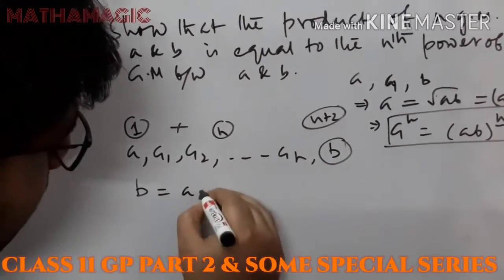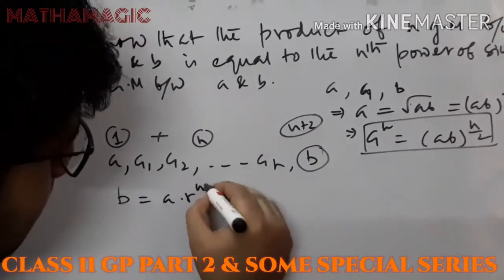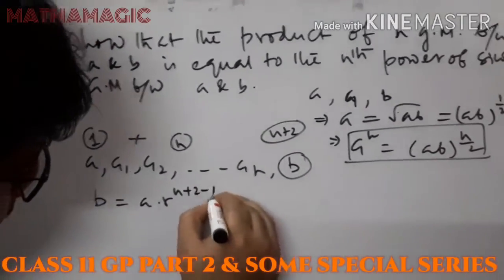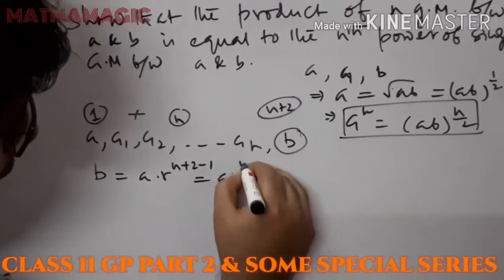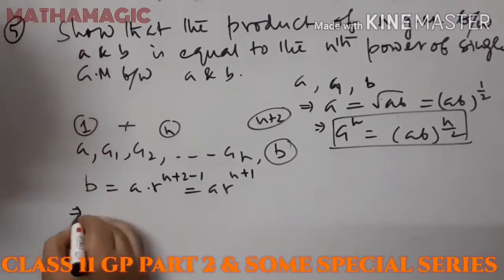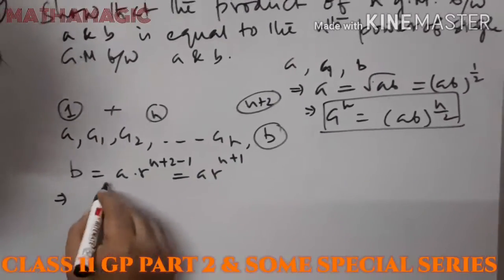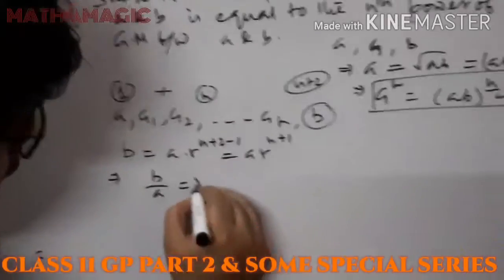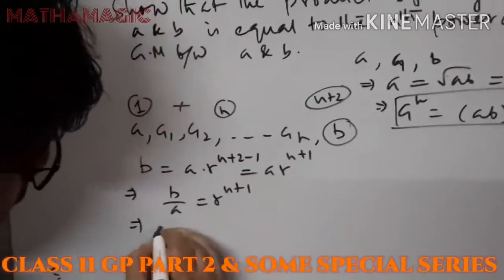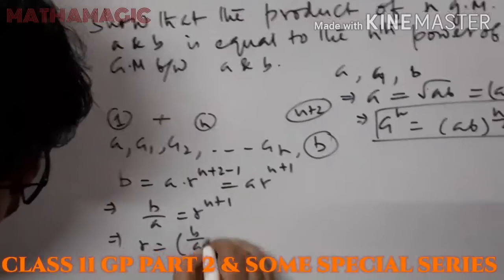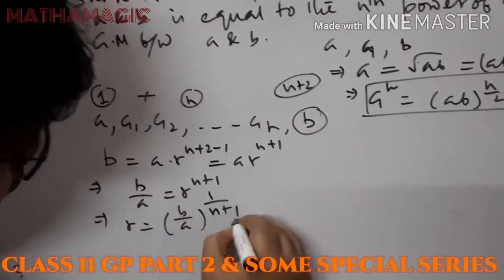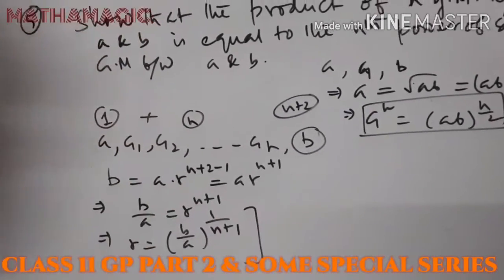B will be equal to A into R to the power n plus 2 minus 1, so it will be A into R to the power n plus 1. From this we will find the value of R. So B by A equals R to the power n plus 1. What will be the value of R? It will be (B by A) whole to the power 1 by n plus 1. This is the value of R we are getting here.